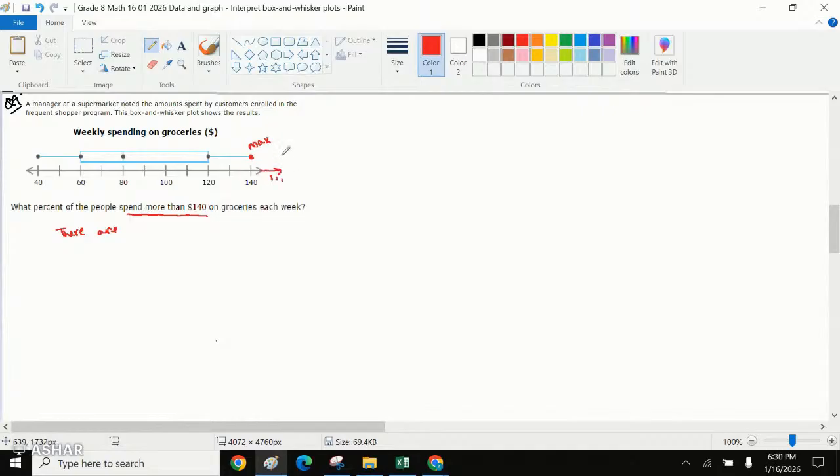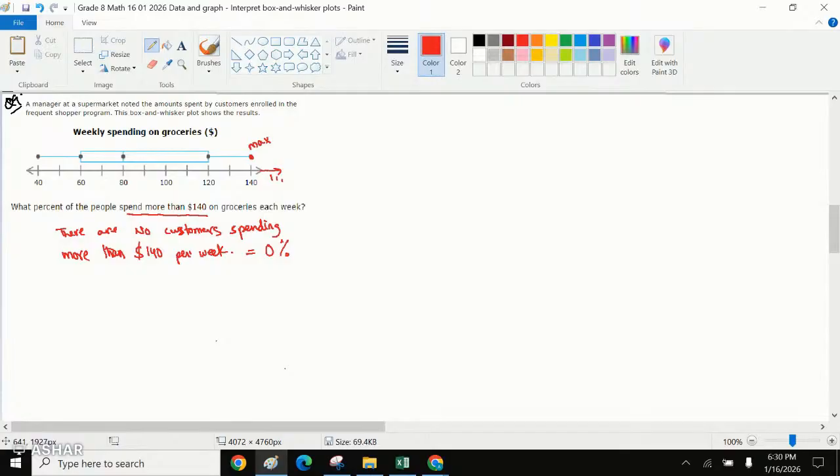Do we have any dots over here? No. There are no customers spending more than $140 per week, because 140 is the maximum, right? So we say it is equal to 0%. 0% of the customers, right?